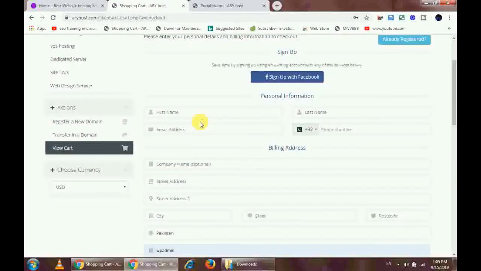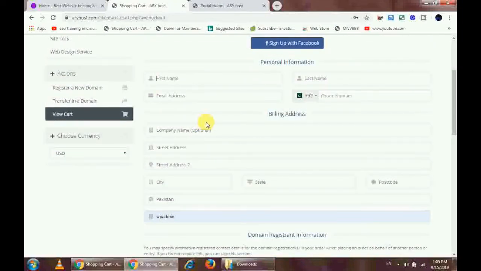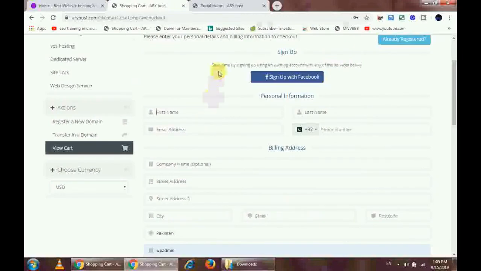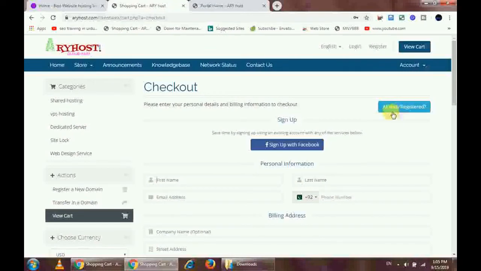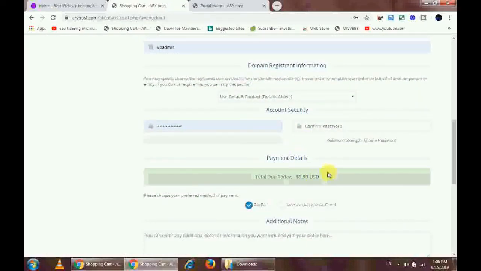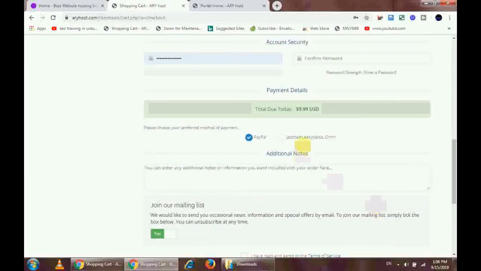On this page you will sign up. If you are not signed up, please sign up. I have already signed up. See this code. 9.99 USD is our domain price. I will pay by Jazz Cash, PayPal, or any payment method.